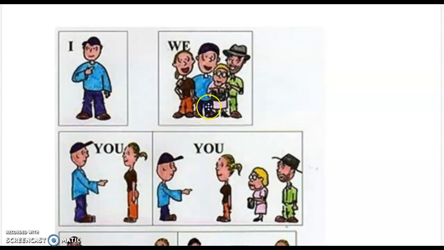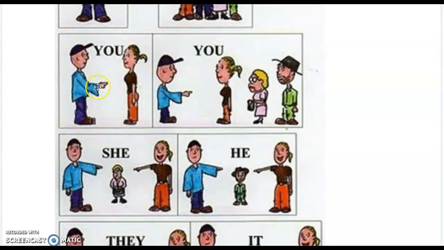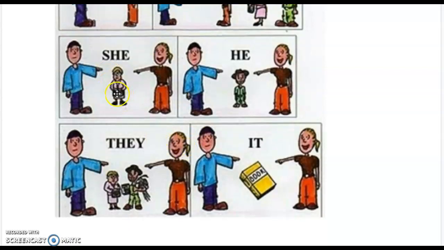I, we. You, one person. You, more than one person. She, he, it, they, two people.